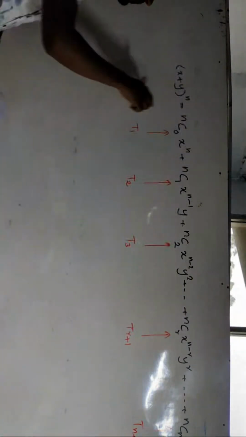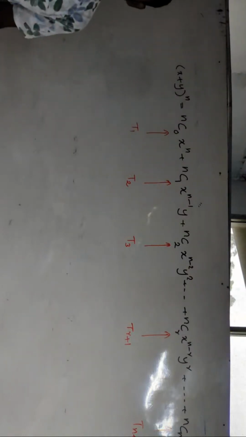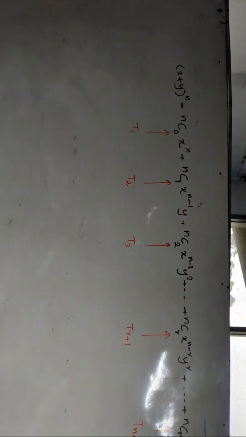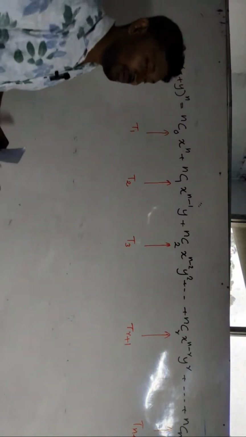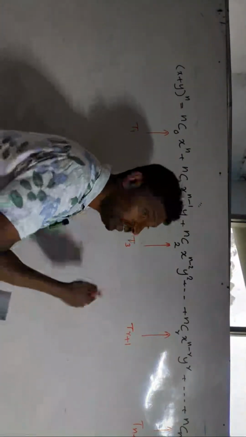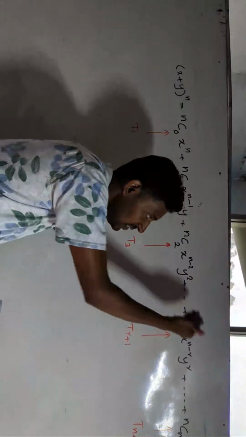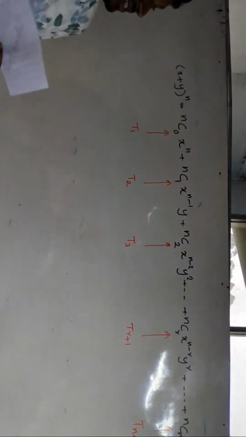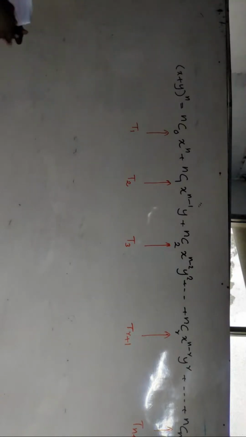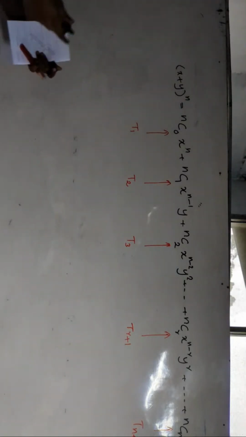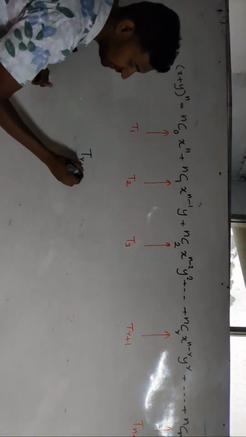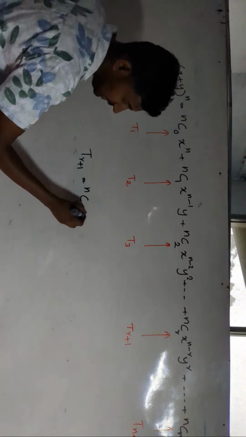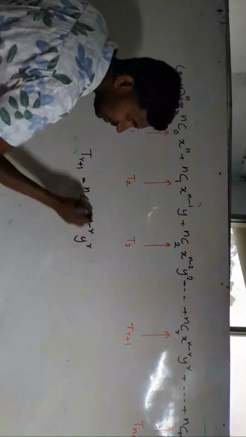Okay? So that means if the power is n, how many terms are in the expansion? n plus 1, right? (a plus b) whole square, power is 2. How many terms in the expansion? 3. Got it? Right. The next important thing: what is the general term? T(r plus 1). T(r plus 1) is equal to what? nCr x^(n minus r) y^r. Okay? So this is the only formula you have to remember. Or in other words, this is the only formula we have in binomial expansion. There's only one. So what is that one? T(r plus 1) is equal to nCr x^(n minus r) y^r. Got it?